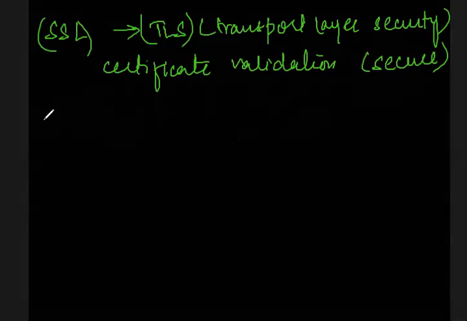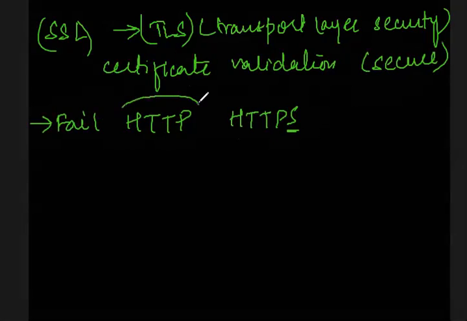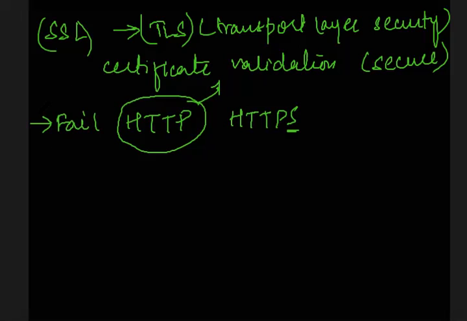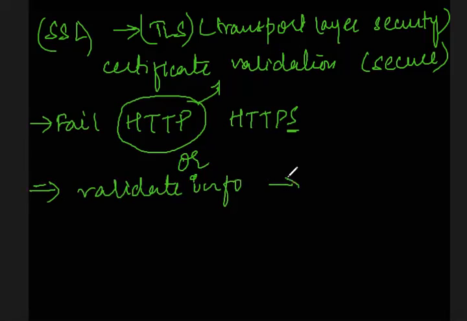Now, whenever you're accessing a bank page, when you're going for personal banking, this HTTP page turns into HTTPS, that is the secure layer. If you are unable to make use of HTTPS for certificate validation, then you might fail to secure the connection between the client and the server. Or you might fail to validate the information of the digital certificates.